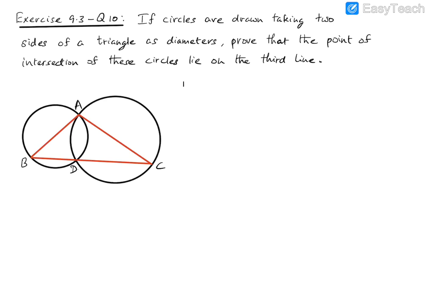Okay, so to prove points B, D and C are collinear, that means B, D and C are points on the same line, which we will also show that they are on the third side of the triangle, okay, which is quite visible. So to prove this, we will make a construction. So the construction is to join AD. So we will join the points A and D.